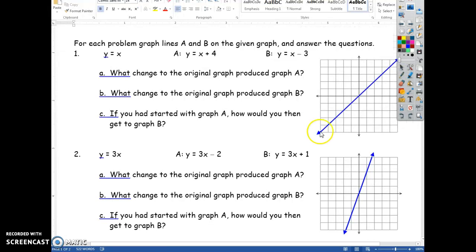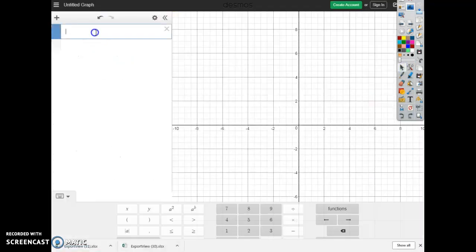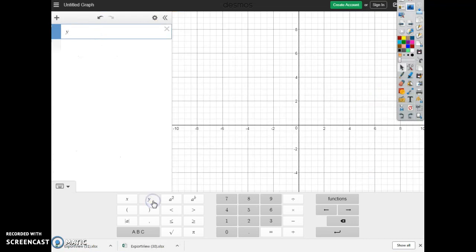they already gave you the original line. So this one right here in blue is the original line, y equals x. Okay, so on Desmos, you would type y equals x, and then you would type the second line, which is letter A, y equals x plus 4. So this is how we're going to do it on the calculator. First, you type y equals x.